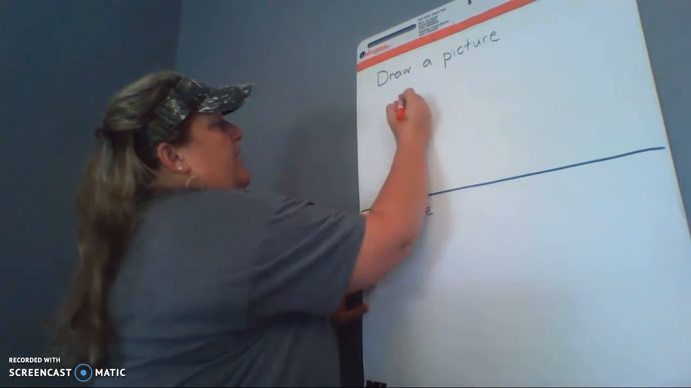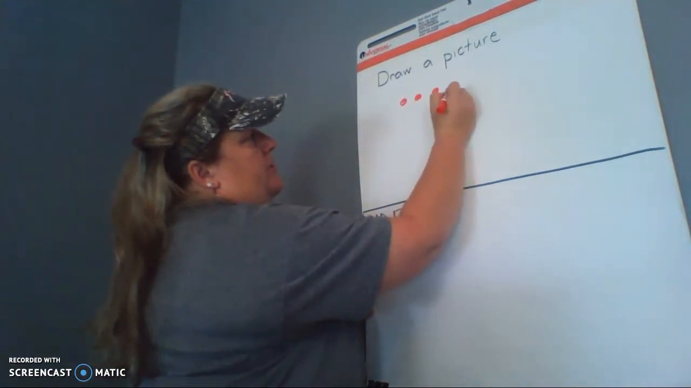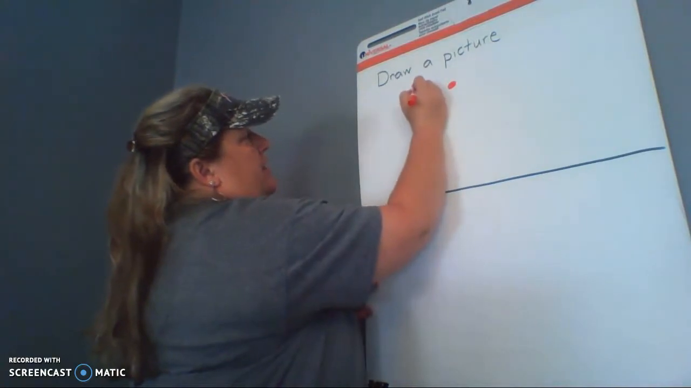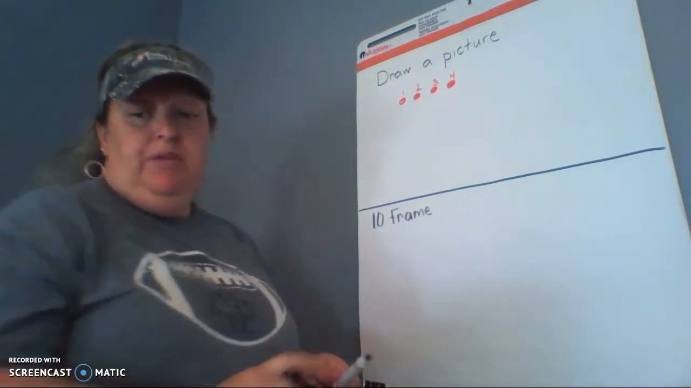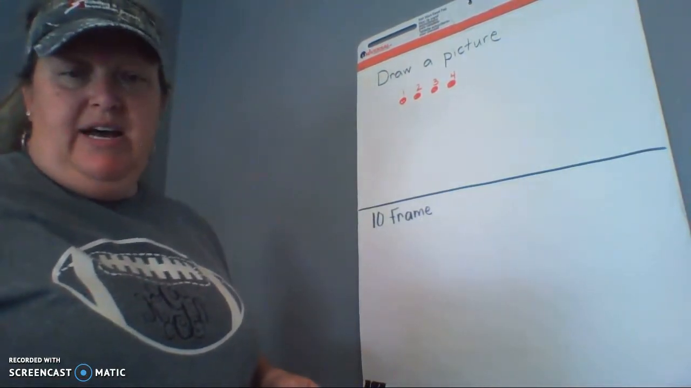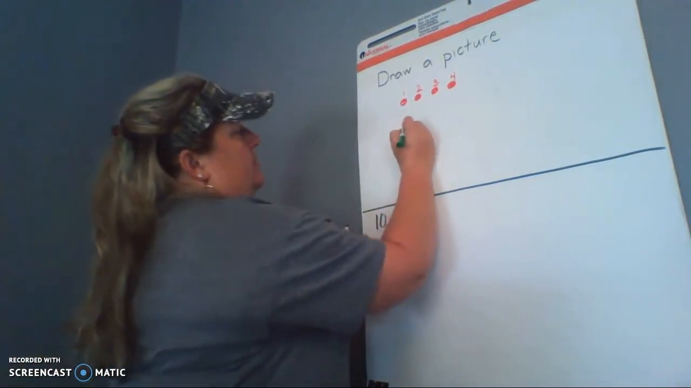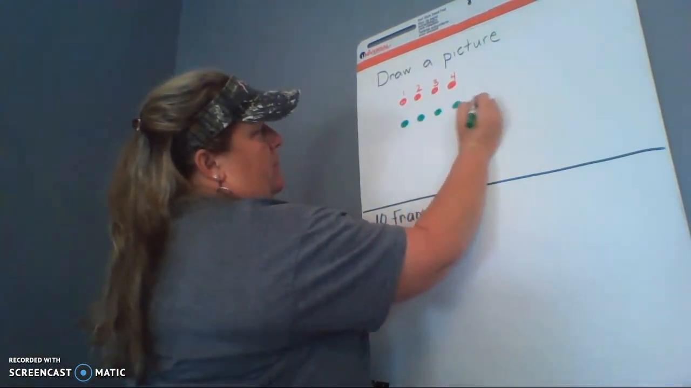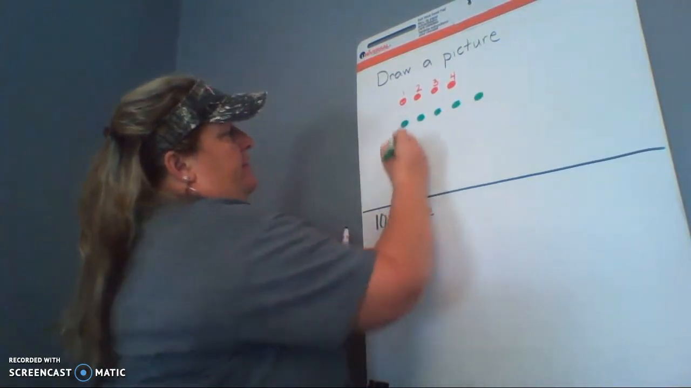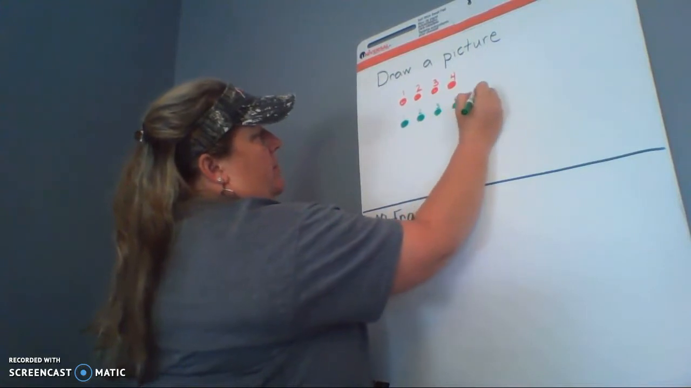So I know that at first there were 4 kids on the bus. So here are my 4 dots. So I have 1, 2, 3, and 4. Okay, and then the bus stopped and 5 more kids got on. So 1, 2, 3, 4, and 5.